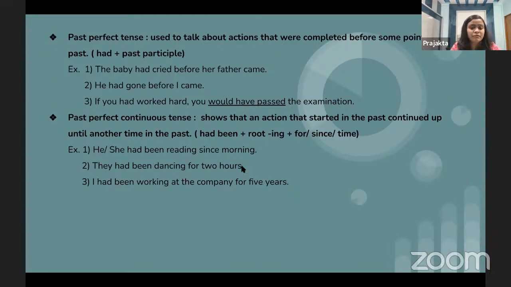They had been dancing for 2 hours. Specific time, okay, for a particular hours is given here. Okay, they had been dancing for 2 hours. वो 2 घंटे से क्या कर रहे हैं? नृत्य कर रहे हैं, नृत्य कर रहे थे. ठीक है. I had been working at this company for 5 years. That means मैं इस कंपनी में 5 साल से काम कर रहा था, करते आ रहा था. ठीक है, मैं इस कंपनी में 5 साल से काम करते आ रहा था या फिर थी. Okay, this is the past perfect continuous tense.